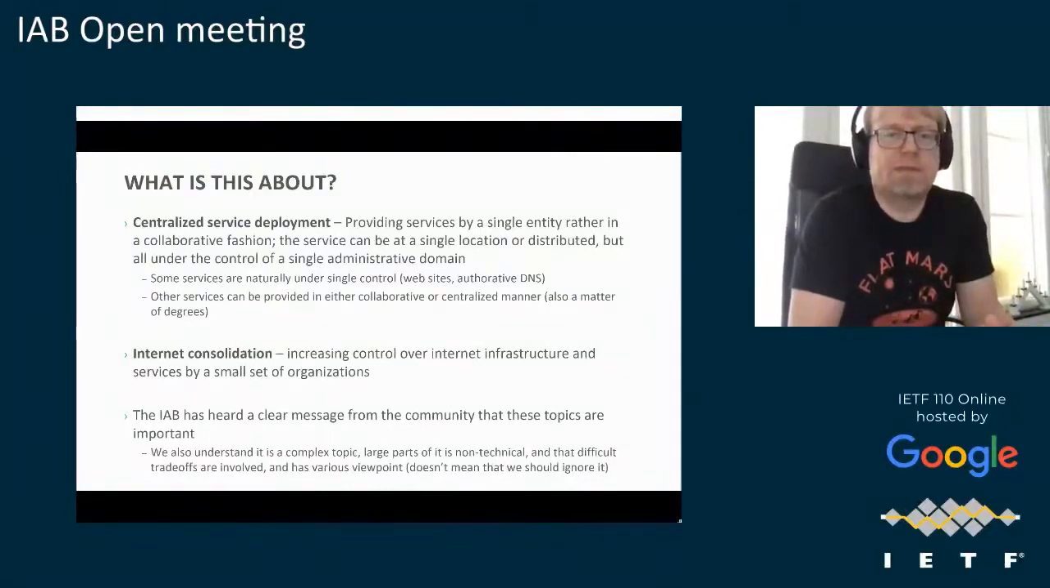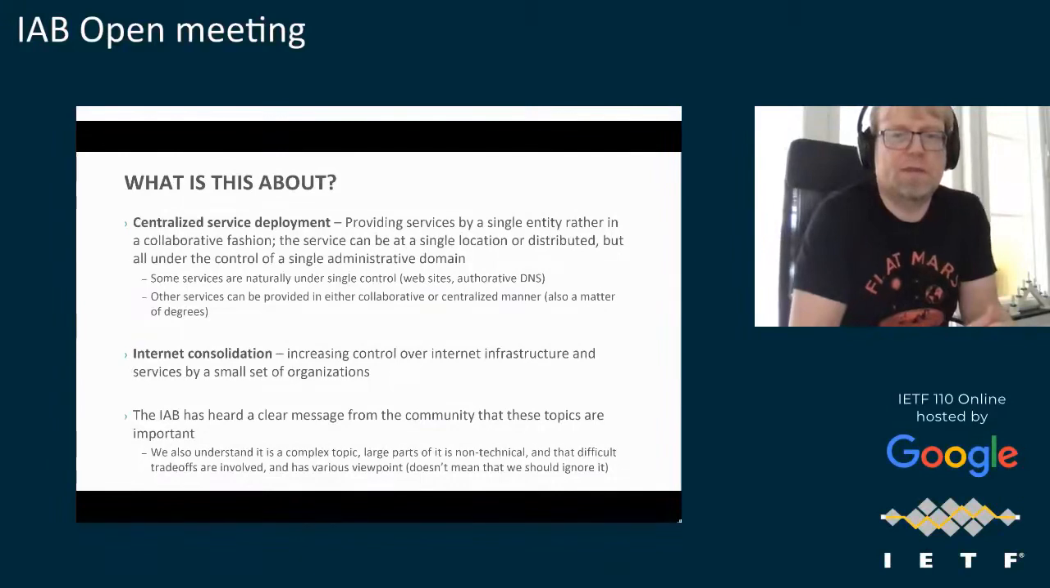There's a mixture of things inside the internet, and some services are naturally under single control, like my website or an alternative DNS server. It's their information, only one place can really provide it. Other services could be such that they are fundamentally collaborative. I think packet forwarding might be one example here. So you have to forward to others essentially. And then there are some services that could be either way.